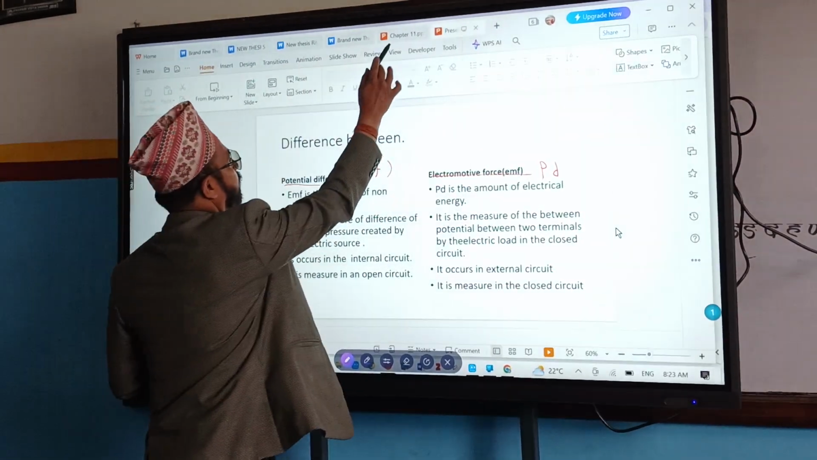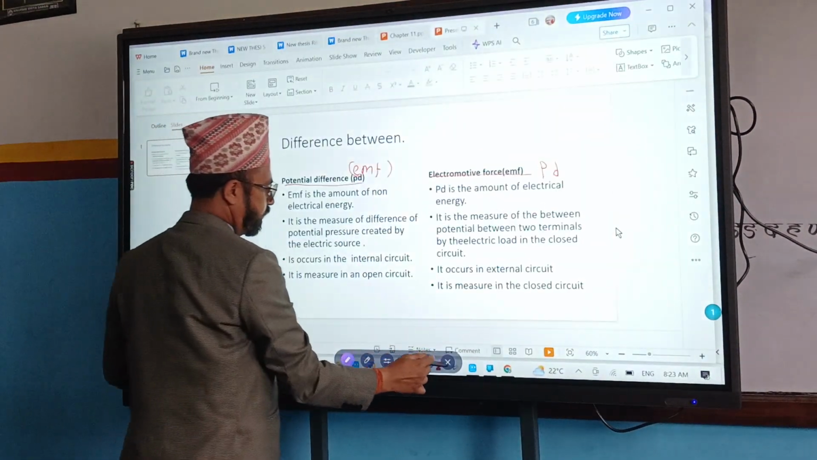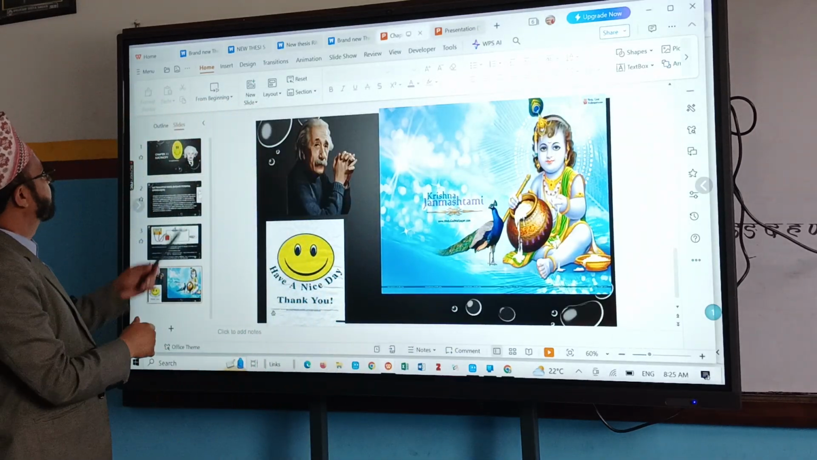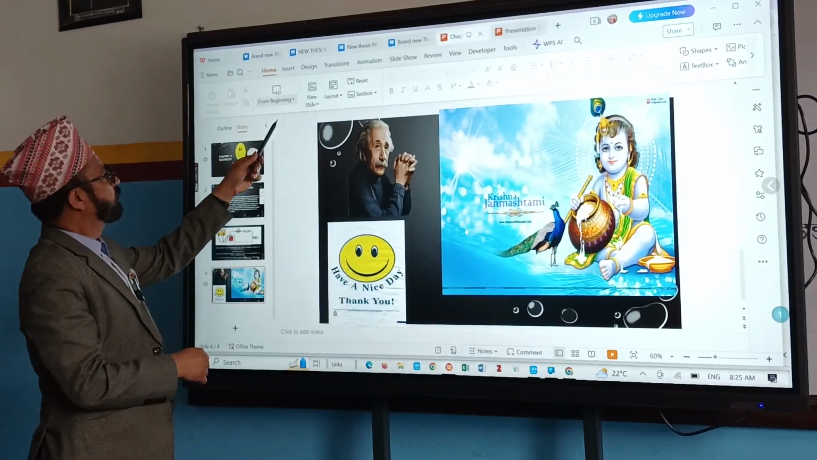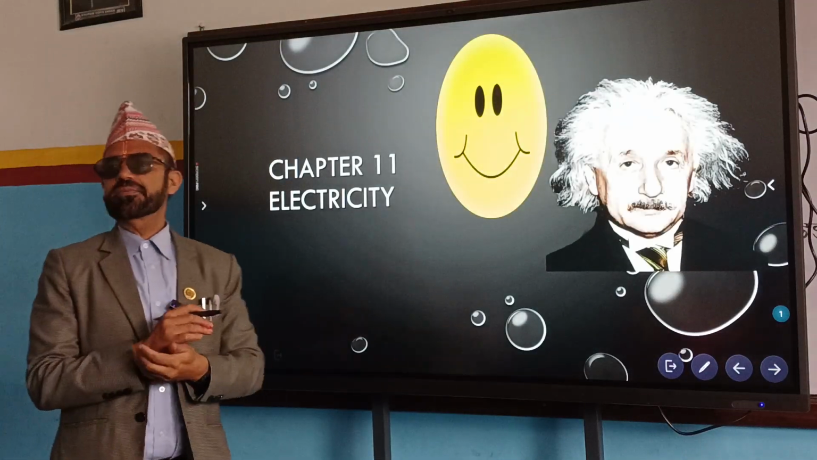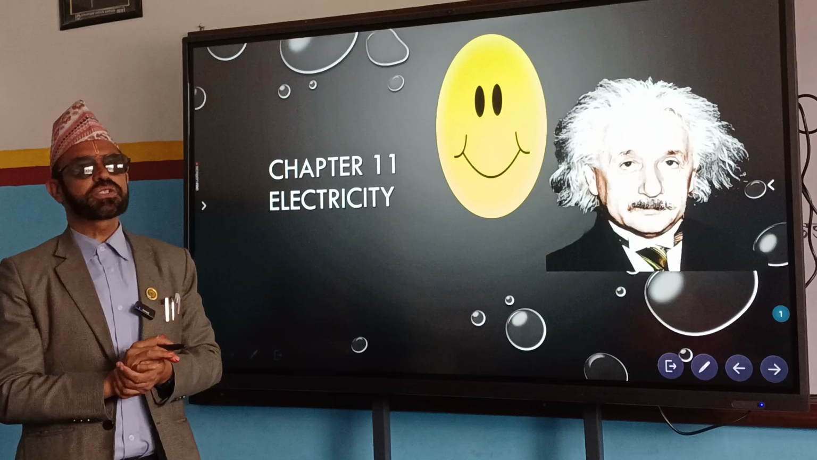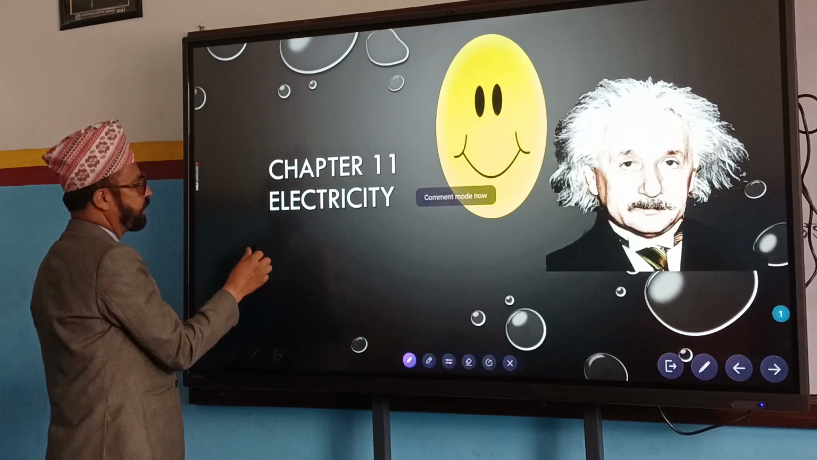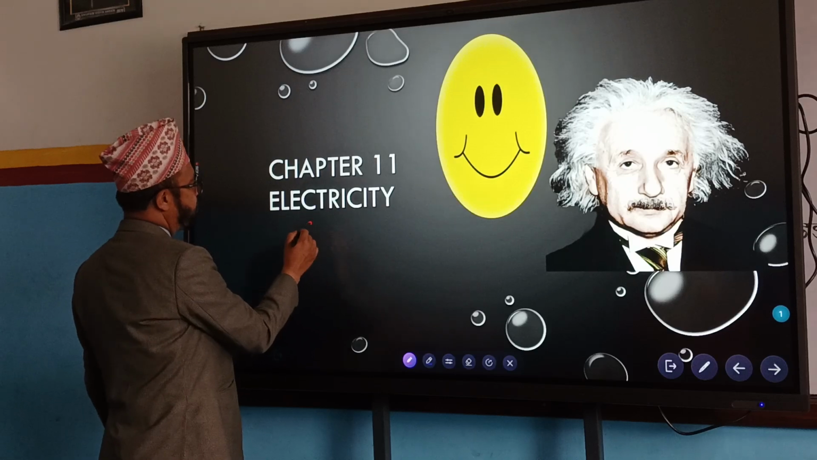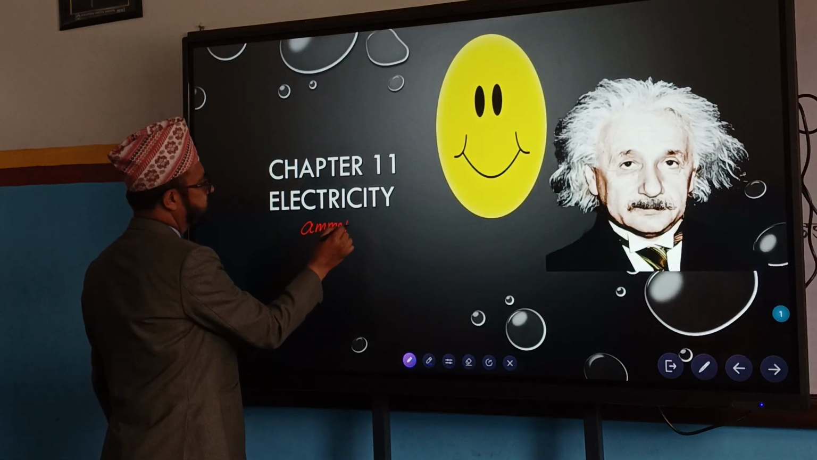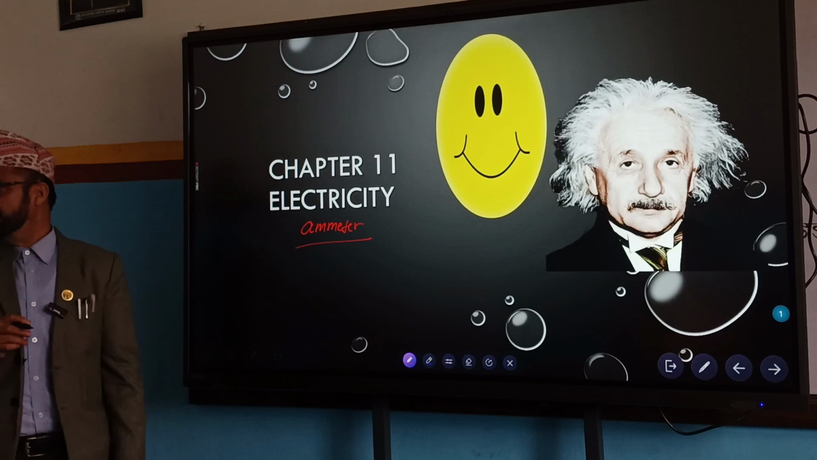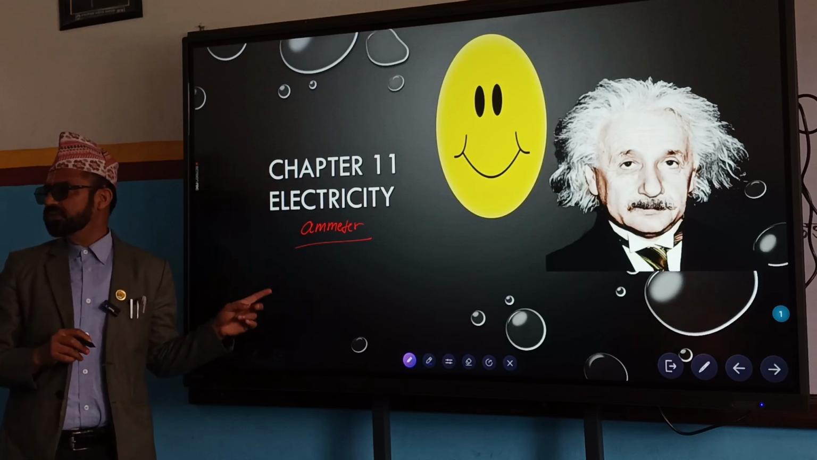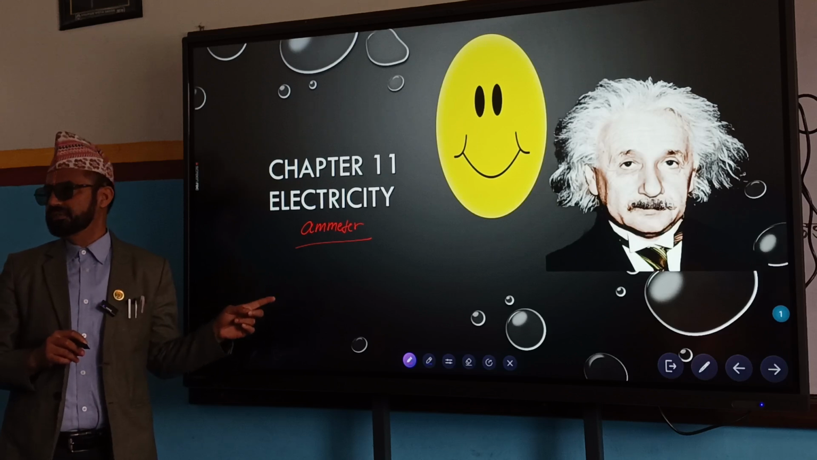Okay, children. Today's chapter is the second portion of the chapter electricity. Yesterday we discussed electric current, and one word I have to remind you. Electric current is measured by using a device called, what is the device? Ammeter. What is an ammeter? A device which measures electric current.